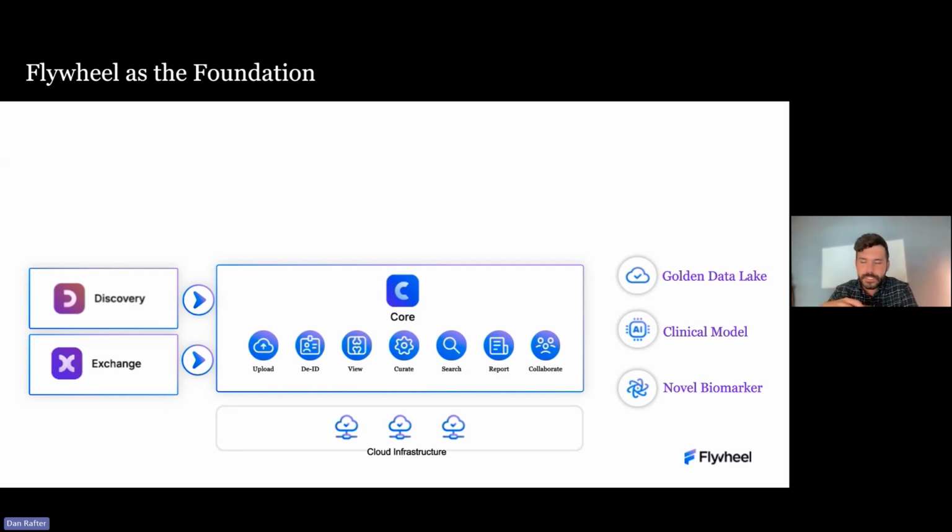And so when we think about how Flywheel is doing this with you, we have some core products that we'll be discussing in more depth, but think of us as the foundation on top of your cloud infrastructure. So you've made your decisions around what is the preferred cloud infrastructure to make you successful in what you're trying to do, and we are the single pane of glass sitting on top of that and helping you do all the things that you need to do with your medical images.